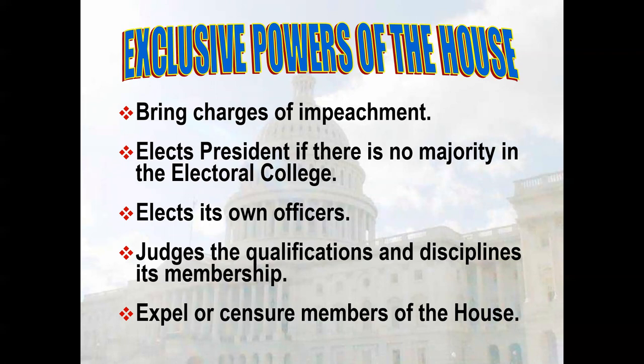Censure. No, that's not censorship. Censuring means punishing them. If they do something wrong, they just kind of censure them, or kind of advise them not to do it again. Or expel them.